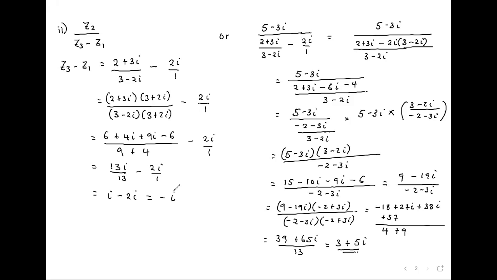So now Z2 over negative i. This becomes, what is Z2? Z2 is 5 minus 3i over negative i.